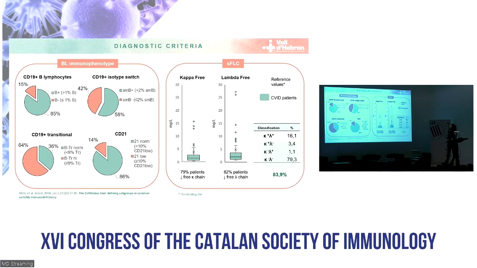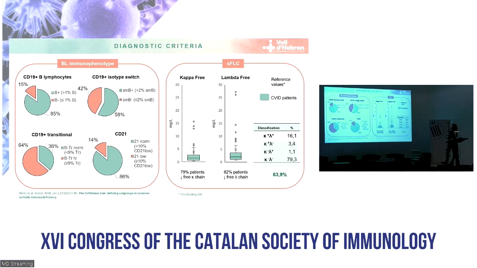So the results of the B lymphocyte immunophenotype show that 85% of our patients had normal levels of B cells, and 58% of them had normal levels of switch memory B cells. What was surprising to us was that 64% of the patients present high transitional B cells, and 86% of the patients present normal levels of CD21.